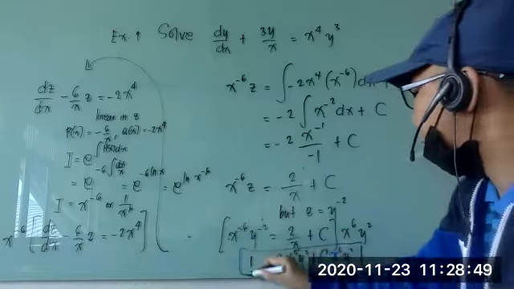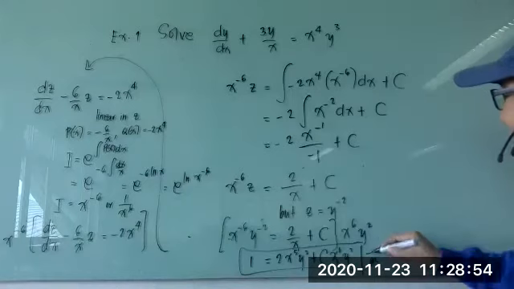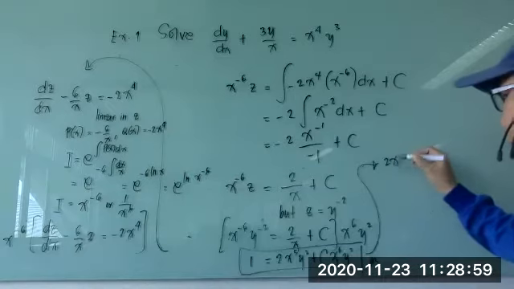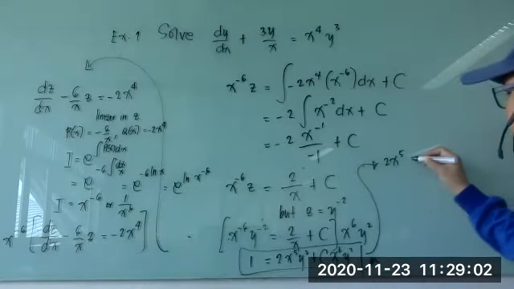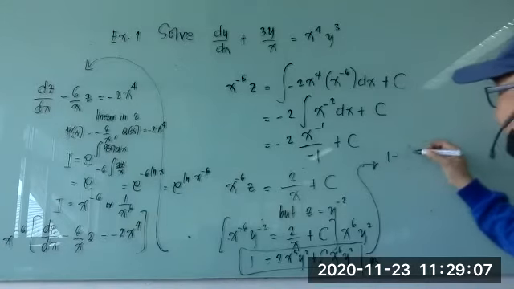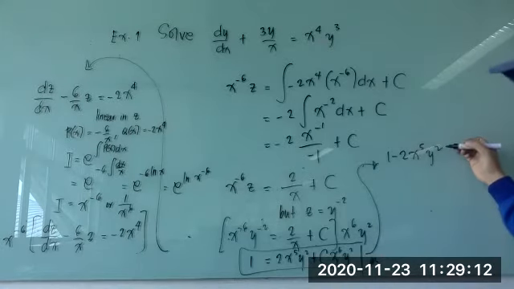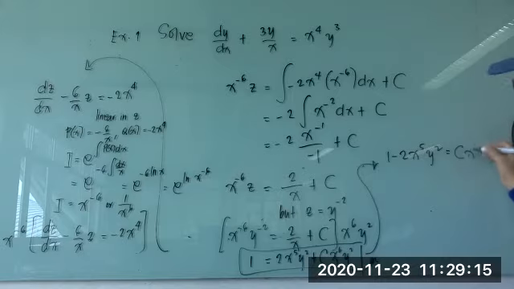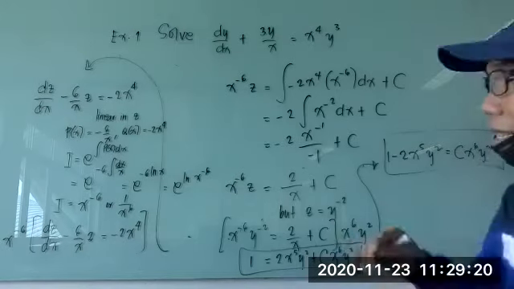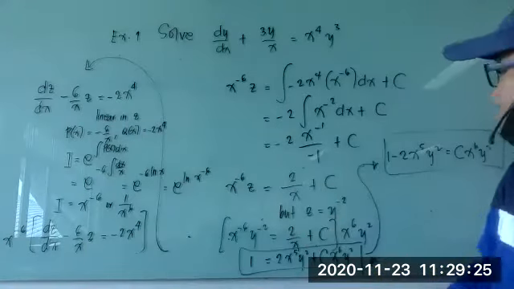Okay? Or, ayusin natin. Pwede namang 1 minus 2 x raised to 5 y raised to 2. Right? And then, equals c x raised to 6 y raised to 2. Kung saan ka masaya, pwedeng pagsamahin sa lahat sila sa isang side ng equation. Okay? Any question here?